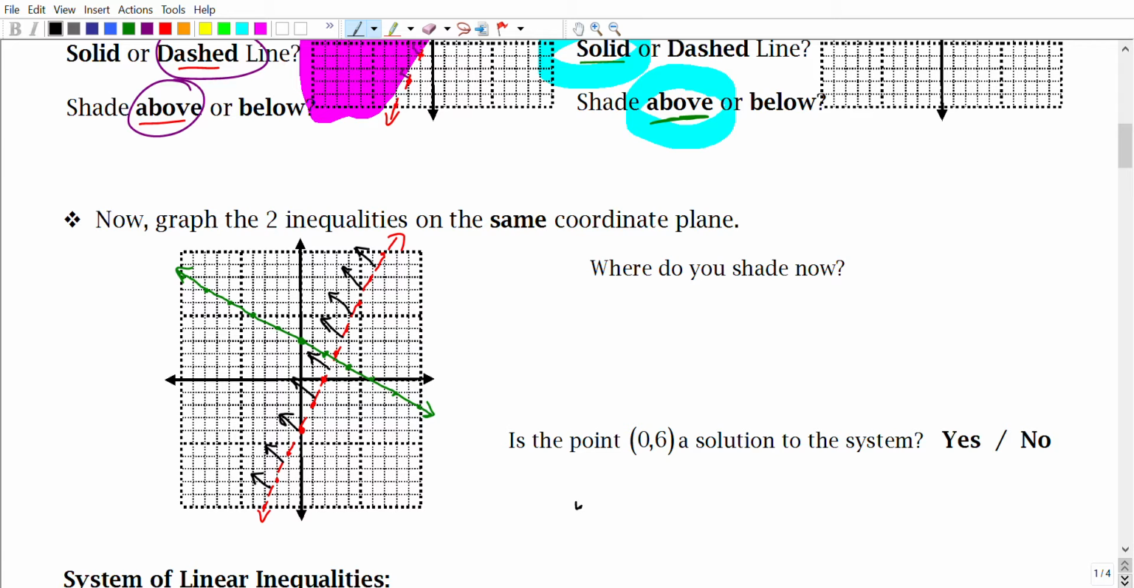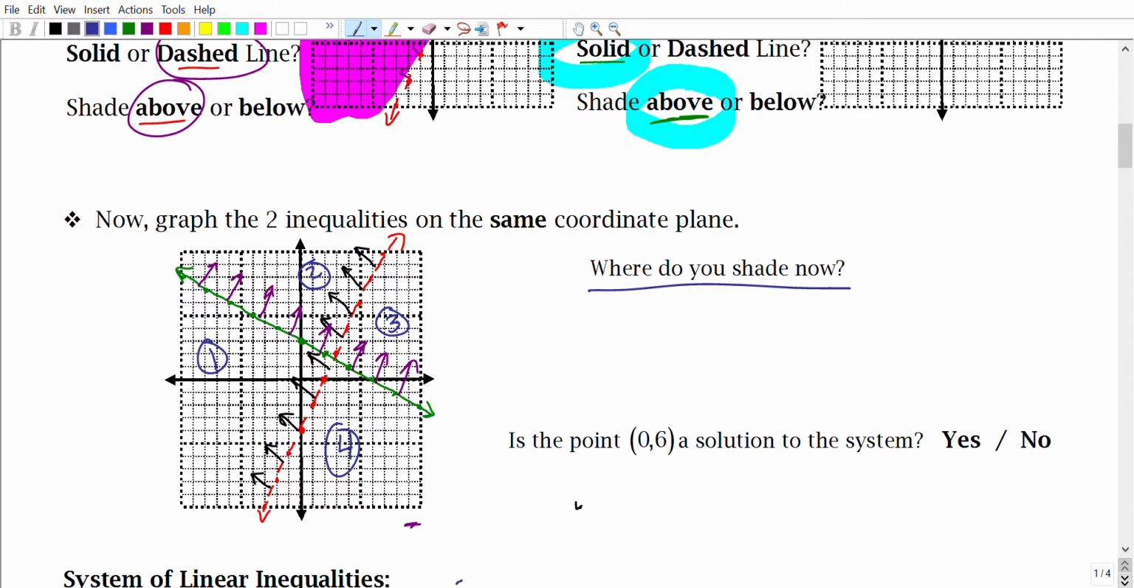Now what I'm going to do is the same thing, but now with my green graph. Again, I also had to shade above here, so I'm going to draw a bunch of arrows coming from that green graph, showing that I have to shade above. Now, the last thing I'm going to do here is separate this entire coordinate plane into 4 regions. Okay? The goal here is this.